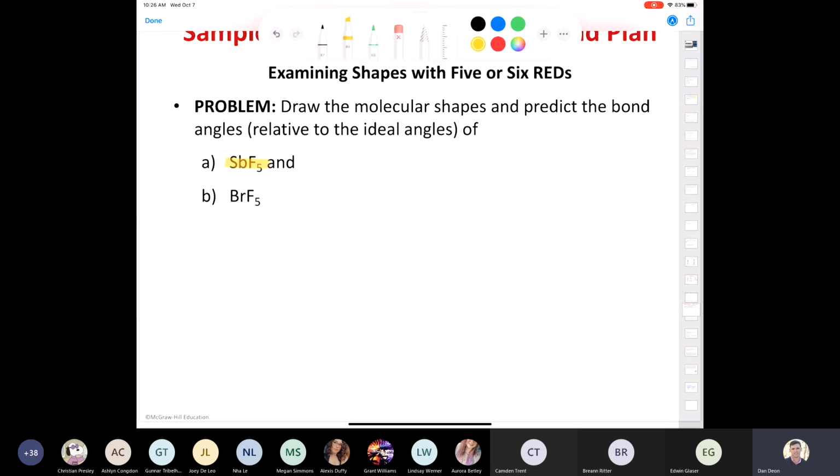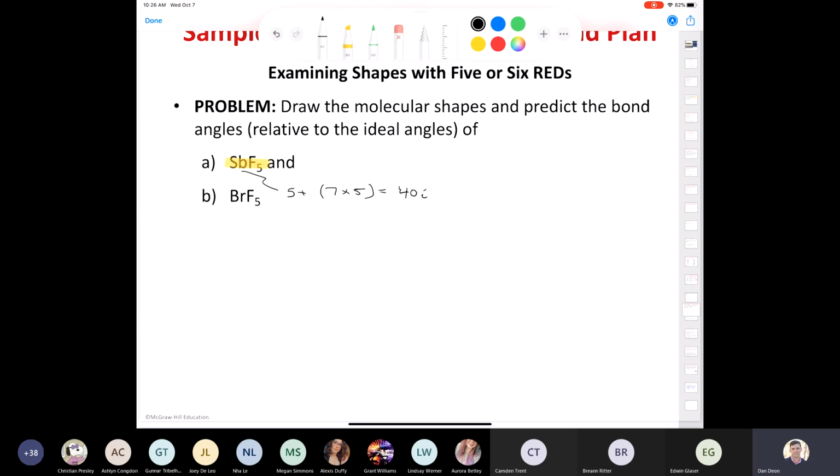Somebody says 40. Yeah, the answer is 40. Antimony is in group 5, so it has 5 valence electrons. And then we've got 7 valence electrons for each fluorine times 5. So that's 5 plus 35, which gives us 40 valence electrons.